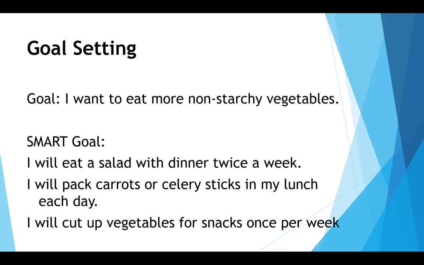So here on the screen, you see an example of a non-specific goal, or a non-SMART goal, translated into something a little bit more specific and measurable. So eating a salad with dinner twice a week, packing carrots or celery sticks in your lunch each day, or cutting up vegetables for snacks once per week. So you can see the difference. Both are getting you to eat more non-starchy vegetables, which is what the initial goal was. It's just that the SMART goal format is a little bit more specific there. Okay.